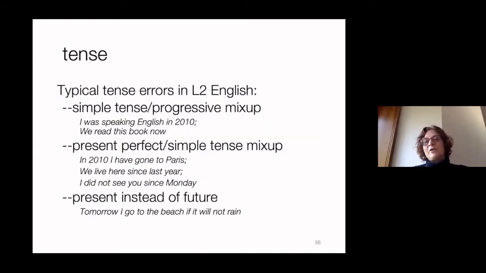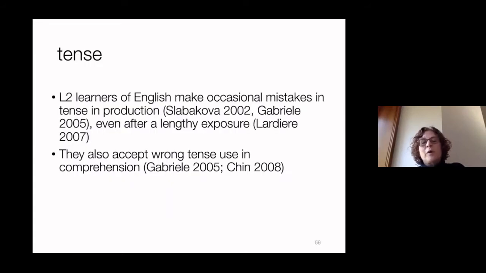So let me show you some examples from tense. If you look at L2 English, where tense has been studied quite a lot, there are a lot of tense errors in second language English. Second language speakers of English mix up simple tense and progressive. So there are errors like "I was speaking English in 2010" and "we read this book now." There is a mix up between present perfect and simple tense: "in 2010, I have gone to Paris." And present instead of future: "tomorrow I go to the beach if it will not rain." Things like that. This has been studied quite a bit.